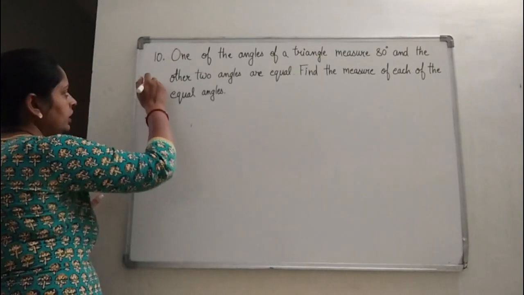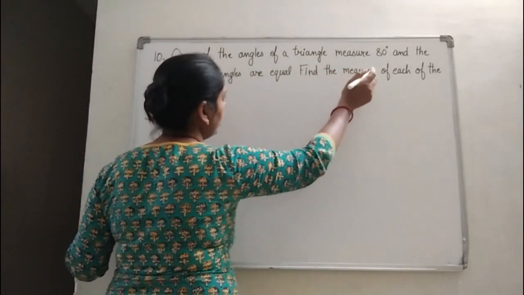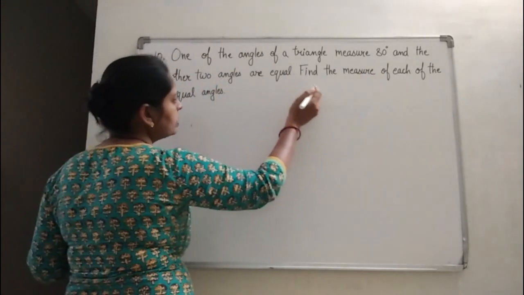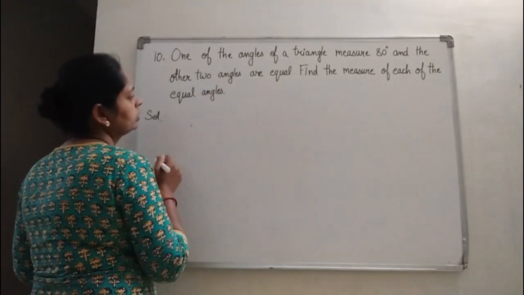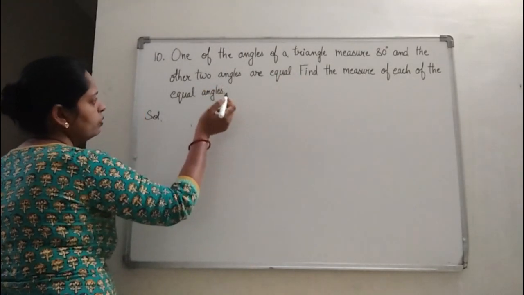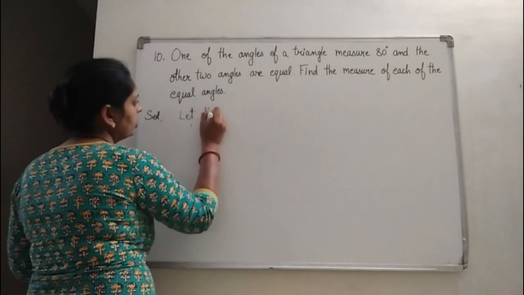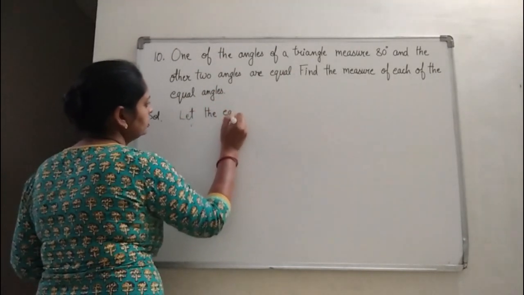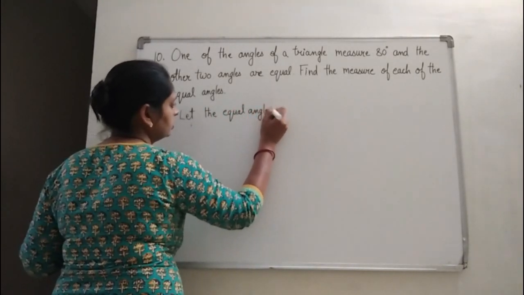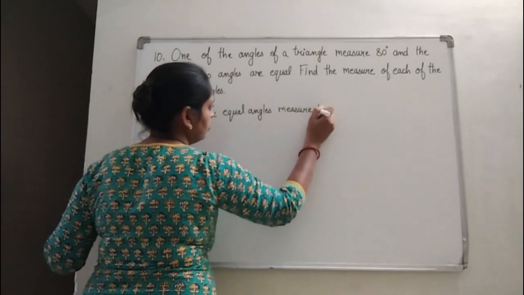Okay. Now see the 10th question. One of the angles of a triangle measure 80 degree and the other two angles are equal. Find the measure of each of the equal angles. Now one of the angle is given 80 degree and other two angles are equal in measurement. So let the equal angle measures be x degree.